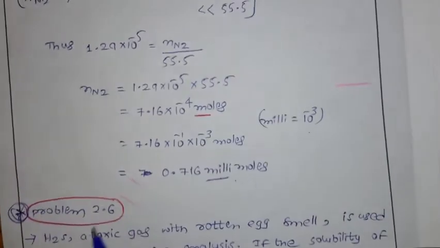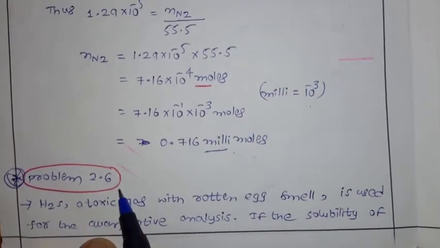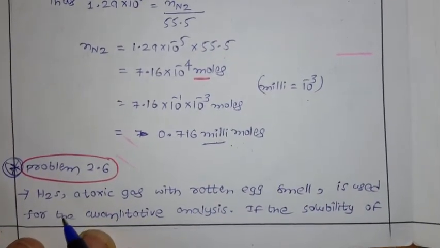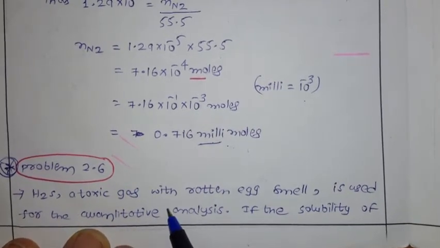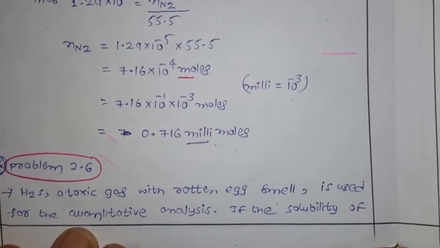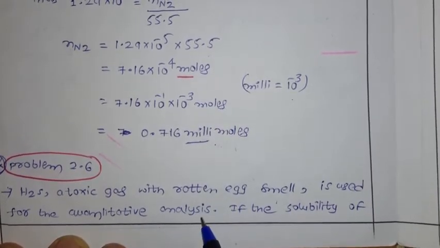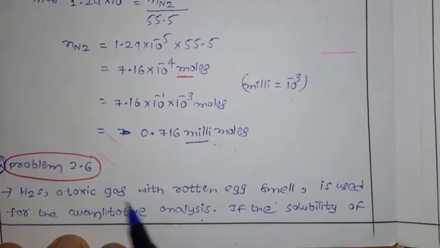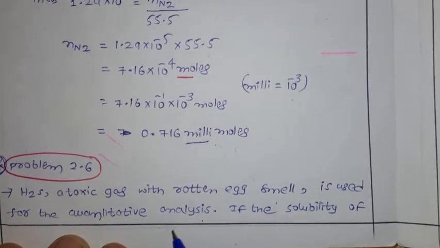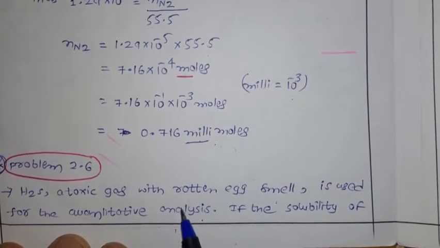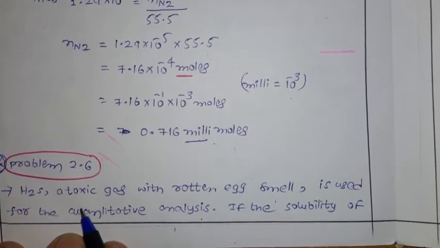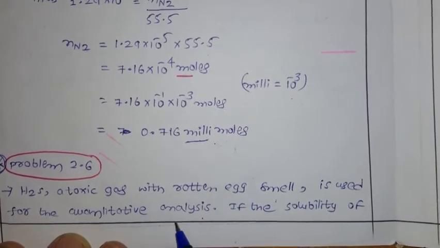For the next question, what do we have? Problem number 2.6. Here, what is the question given? Hydrogen sulfide, a toxic gas with rotten egg smell, is used for the qualitative analysis. Okay, here hydrogen sulfide is a toxic gas. It has a rotten egg smell. So in the next PUC 2 in the lab also, we are going to use this one for the qualitative analysis, not the quantitative.